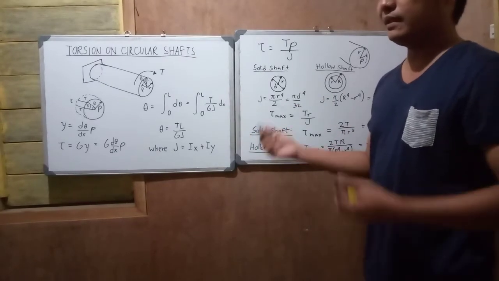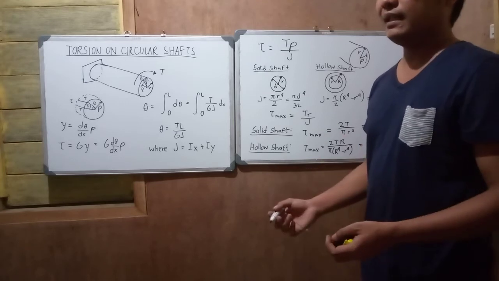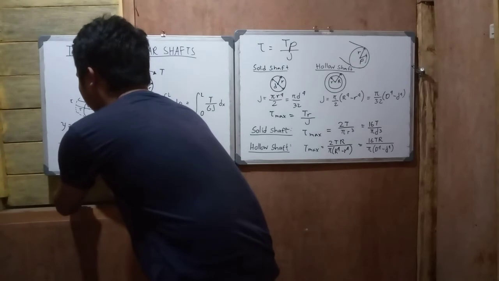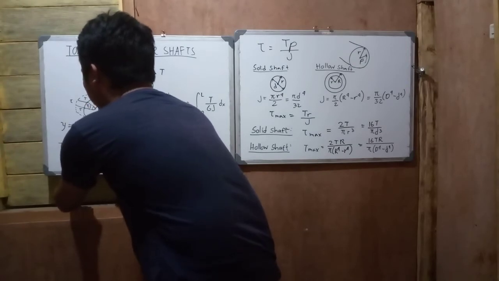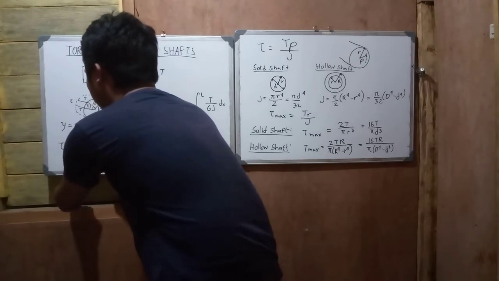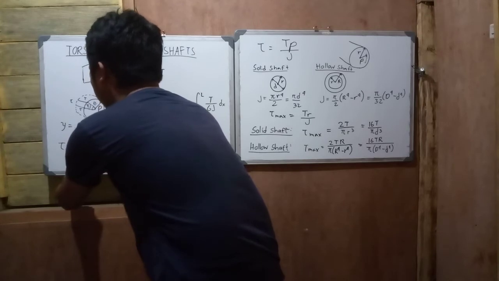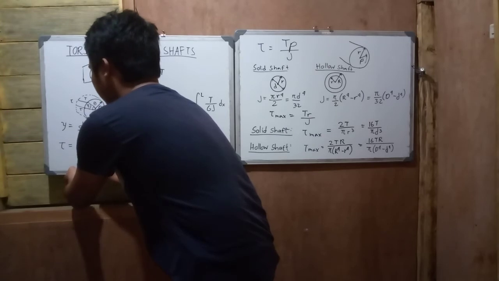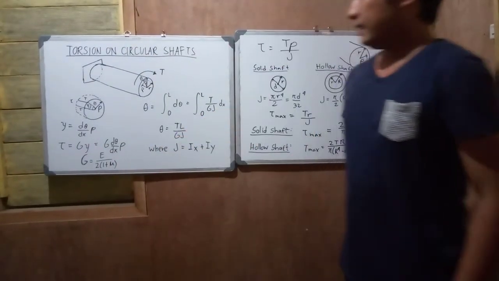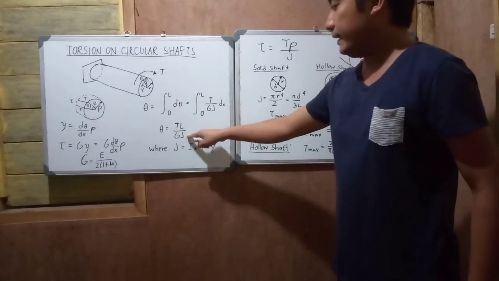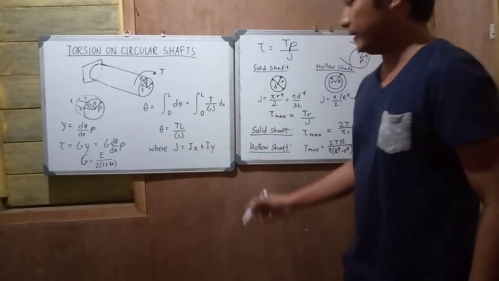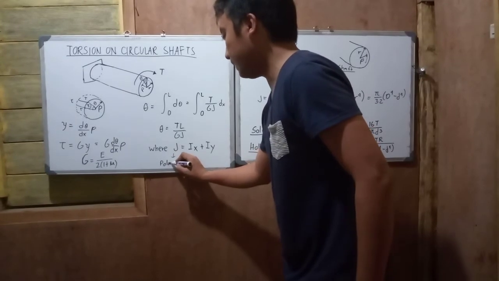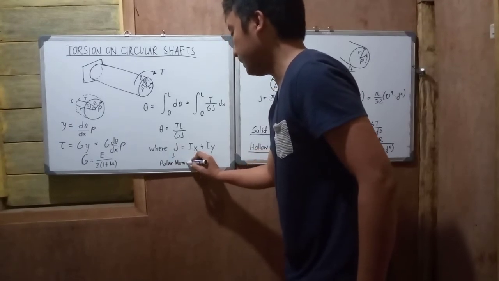If you remember the relationship between G and the modulus of elasticity, your G is equivalent to E over 2 times 1 plus the Poisson's ratio. If you remember this from class, this relationship, your J here is the polar moment of inertia.